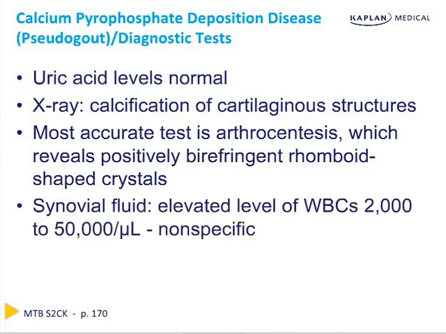The synovial fluid aspirate will show an elevated white cell count between 2 and 50,000. But this is not going to distinguish pseudogout from gout or other inflammatory diseases of the joint, such as rheumatoid arthritis. It's the findings of the crystals that do it.